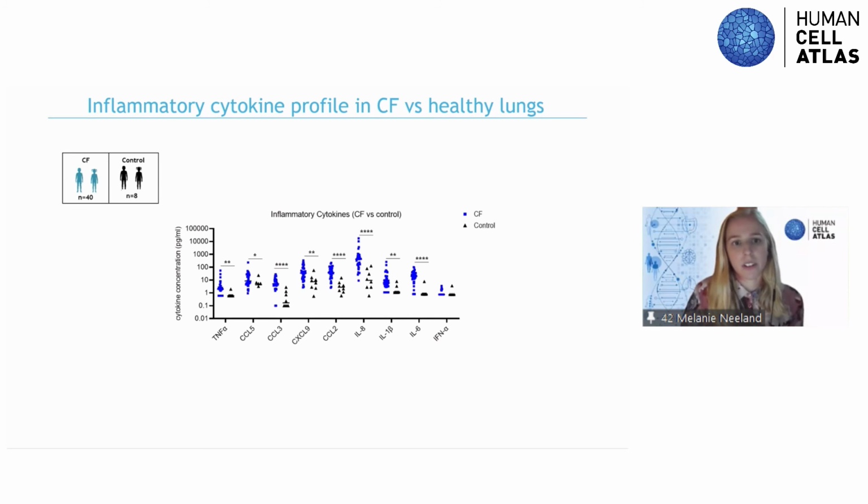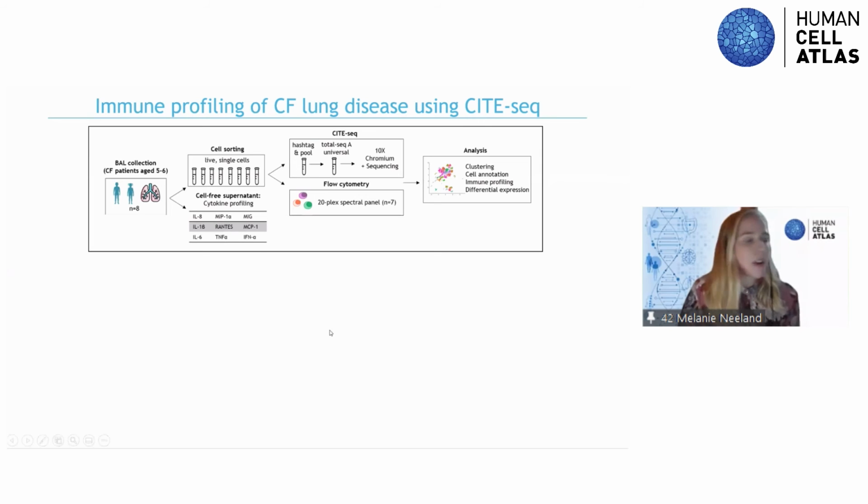So with that in mind, we wanted to also investigate the immune cell profile in CF in greater detail. To do this, we used a CITE-seq approach where we collected BAL samples from 8 children with CF, aged between 5 to 6 years. This was actually a pilot study to see if we could get this CITE-seq workflow up and running, as this had not been previously applied to samples collected from children.